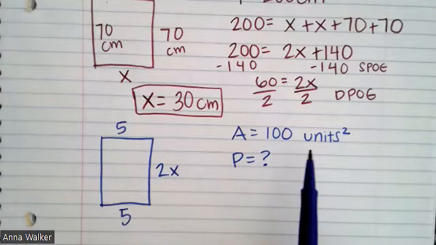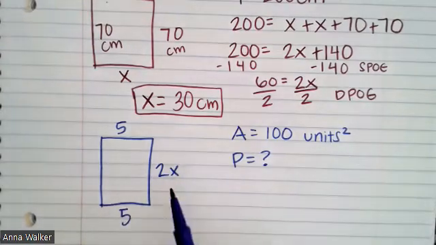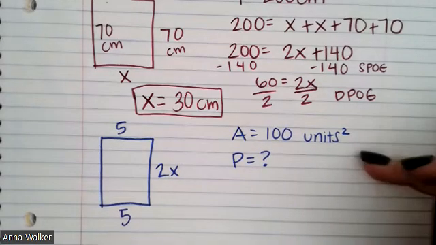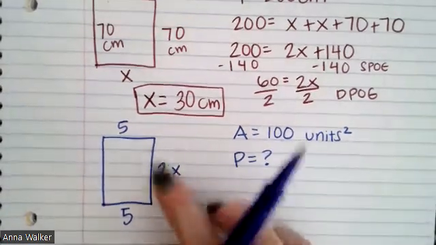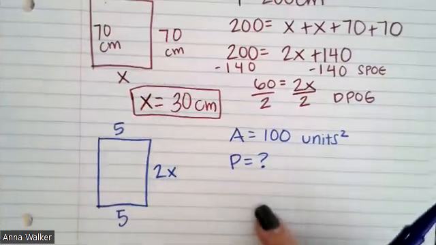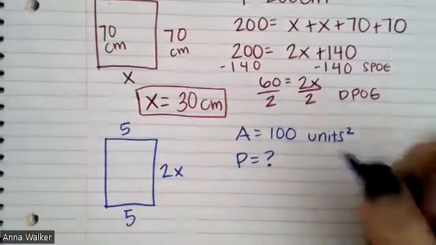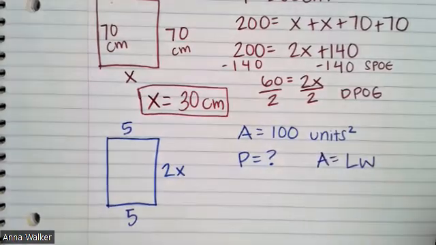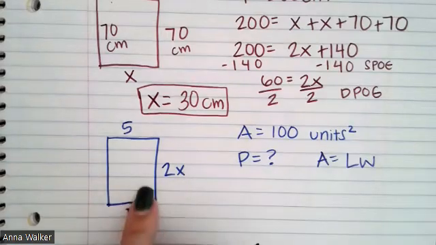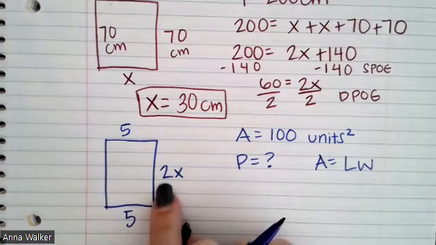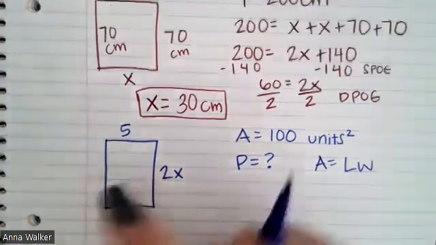If they tell us the area is 100 units and we have this information, now they want us to find the perimeter. So we're going to use this area formula to help us figure out the value of x, and then plug that into what we know about perimeter. The area formula for a rectangle is length times width, so I'm just doing LW. In our rectangle, the length is typically the longer side, so our length is 2x and our width is 5.